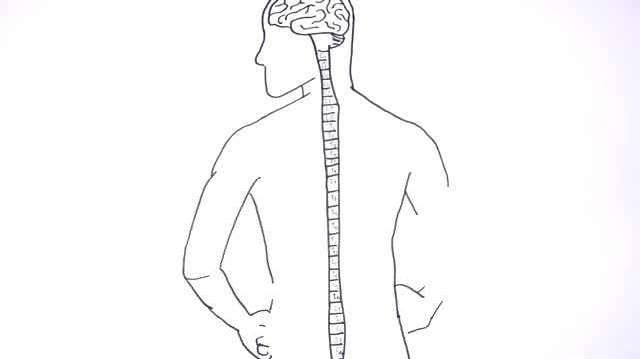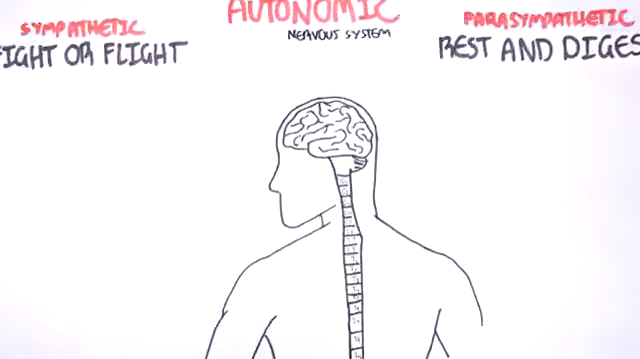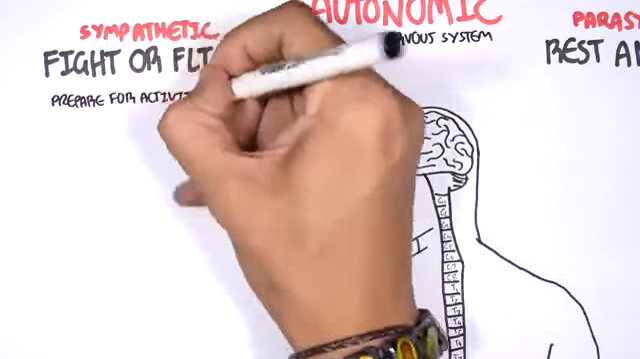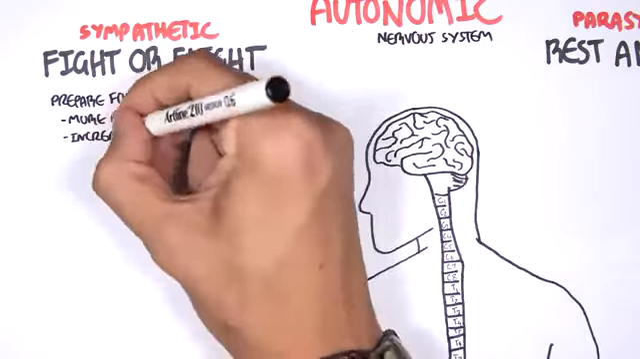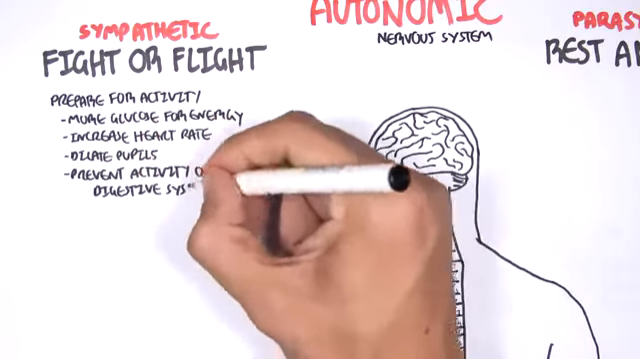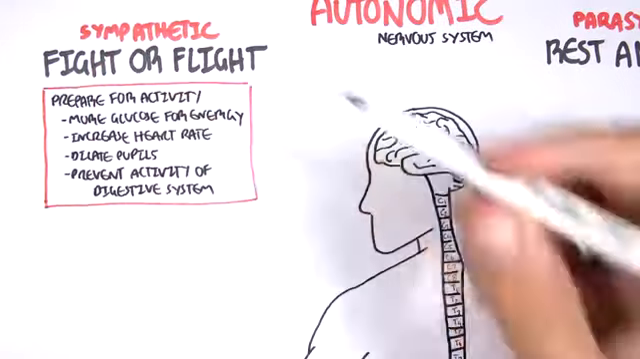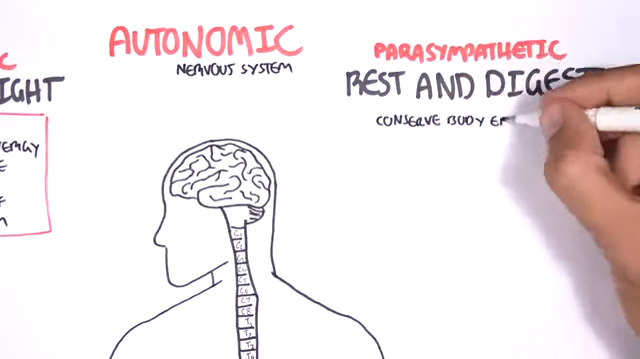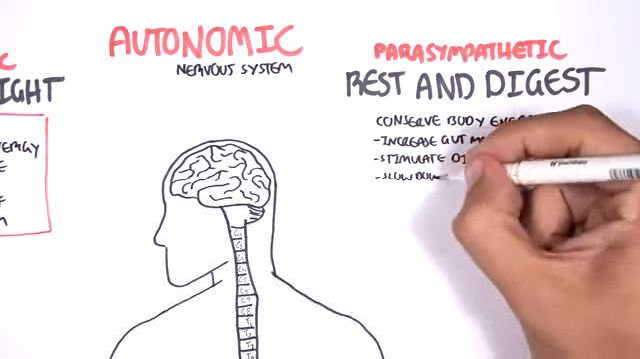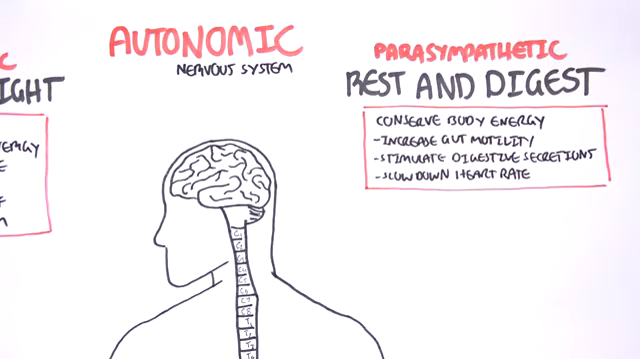Now let us look at the purpose and function of the sympathetic and parasympathetic nervous system and how they differ from each other. So the sympathetic nervous system, for example, prepares for activity. It provides more glucose so you can have energy. It increases the heart rate, dilates the pupils, and prevents the activity of digestion. The parasympathetic is the rest and digest response, on the other hand, and its main goal is to conserve body energy. So these include increasing gut motility, stimulating digestive secretions, and slowing down heart rate, amongst many other things.